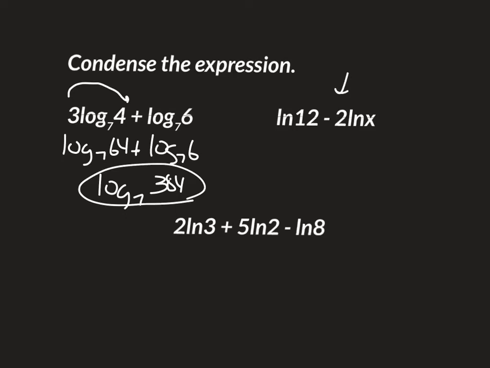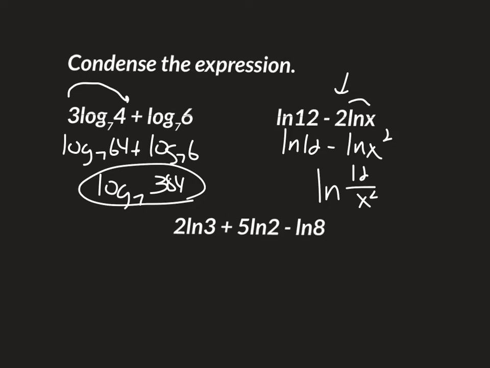Okay, do the same thing on natural logs. The second one has a 2, which represents the exponent on the x. Also, this one has a subtraction, which means we're going to divide. So I'm going to divide the 12 by the x squared, and there you have it. So all we're doing is taking 2 or 3 logs and making them into one log.